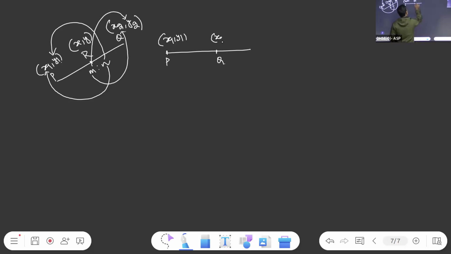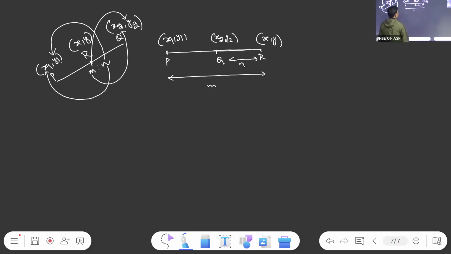This is x2, y2. And this is the point R, which is taken on the extended part of line segment PQ. It should be xy. This length, PR length, is m unit, and QR length is n unit. Right? Then come to the midpoint formula.